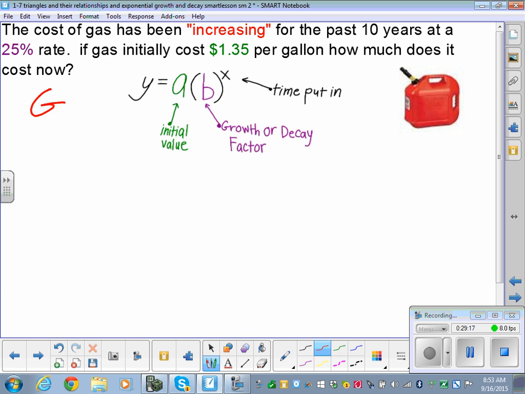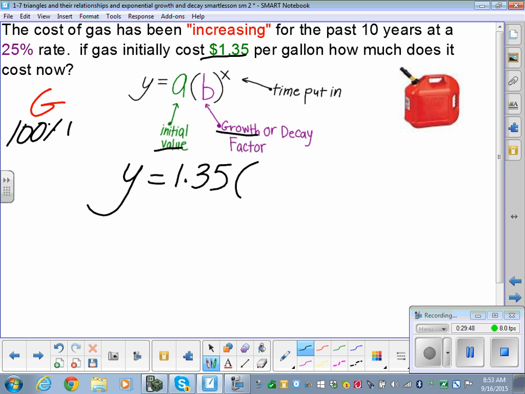Okay, so what we're going to have here is y is equal to a, the initial value. How much did it initially cost? $1.35. I'm not going to write the dollar sign, I'm just going to put 1.35. Does everybody see how this is the initial value? It's initially worth $1.35. And then we're going to go ahead and put in our growth or decay factor. Now this is growth, so it's worth its full amount, right? 100%.